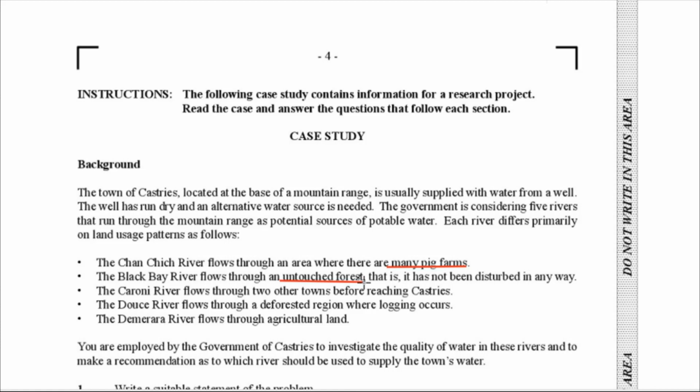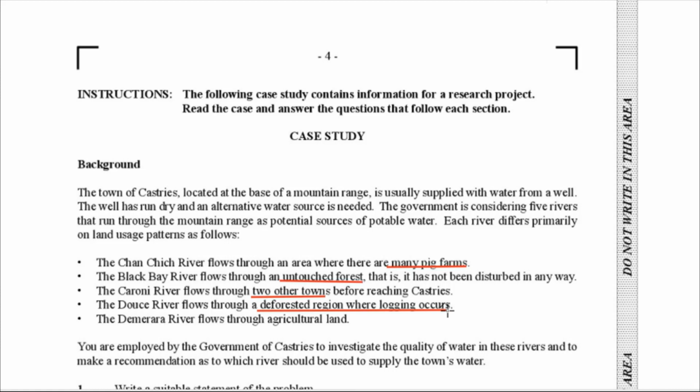The Caroni River flows through 2 other towns before reaching Castries. So we have 2 other towns associated with the Caroni River. The Deuce River flows through a deforested region where logging occurs. So deforestation would have happened, you have logging occurring, so lots of trees that have been cut down.